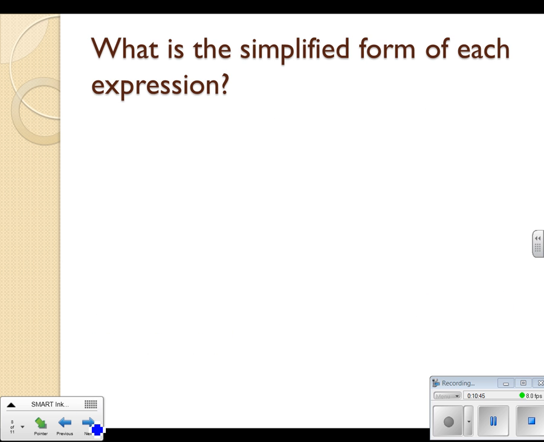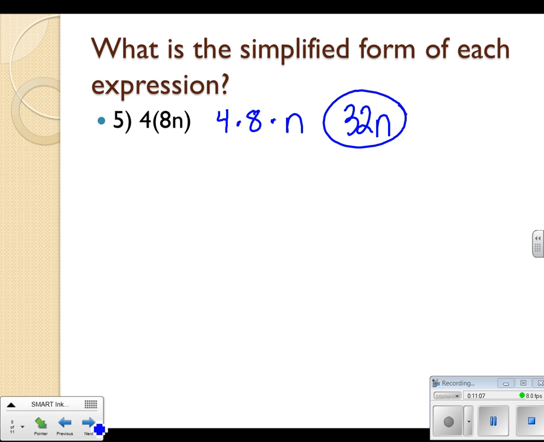What is the simplified form of each expression? On number 5 here, we have 4, and then the parentheses means times, 4 times 8 times n. Well, I can do 4 times 8, which gives me 32. So I have 32 times n, and that would be our answer. That's simplified. We don't know what n is, so we can't simplify it anymore.